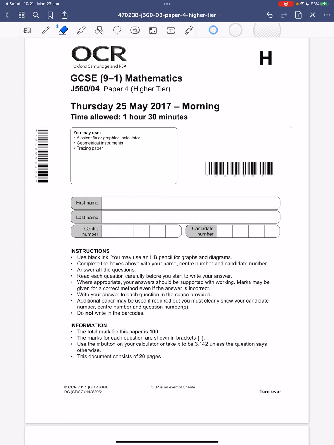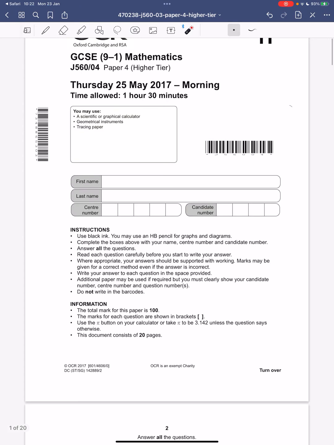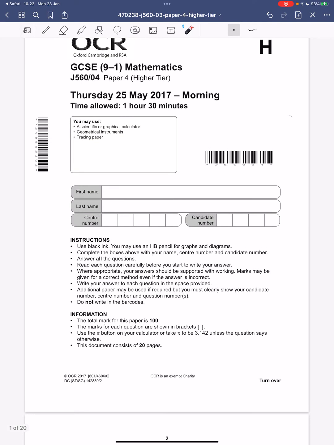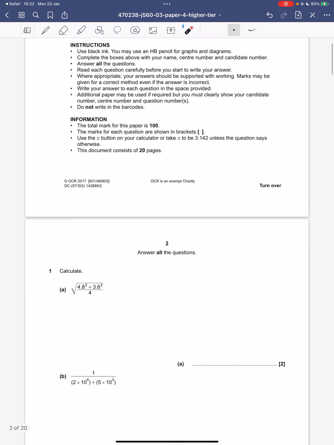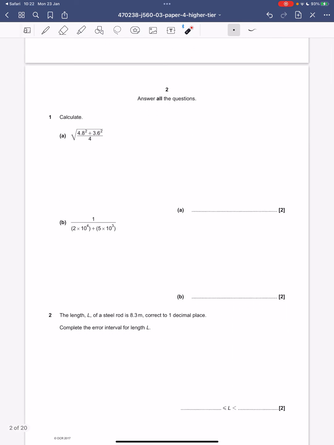So this is the OCR paper 4 from May 2017, and it's the first 9-1 GCSE mathematics paper. Okay, and it's a calculator paper, is it? Yes, it is. I've got a calculator by my side, and I will say what I'm doing as I use the calculator.